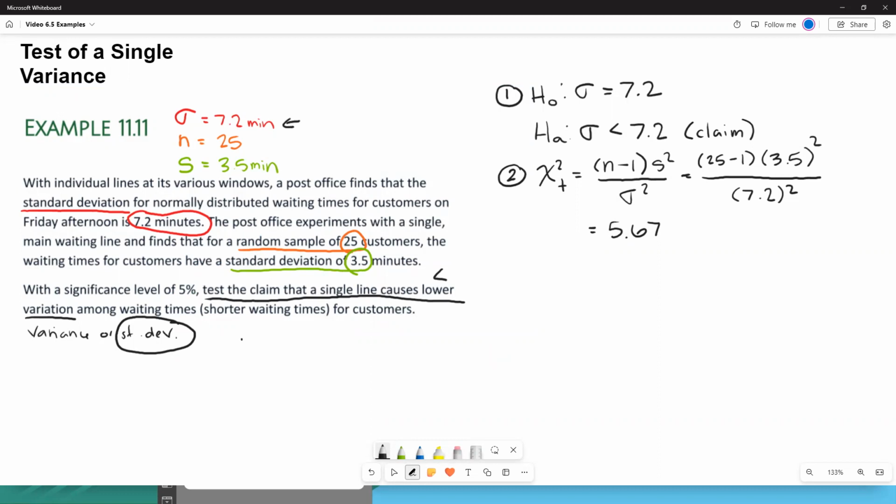Okay, so I'm going to come back over here and draw my curve. So I know I'm looking at chi-squared values. You know my chi-squared is skewed. And because this is a less than problem, this is a left tail. So my p-value is going to be over here. And that test statistic is right here forming that boundary, 5.67.